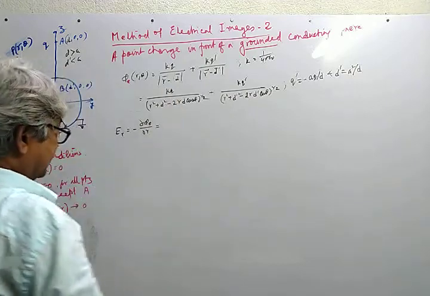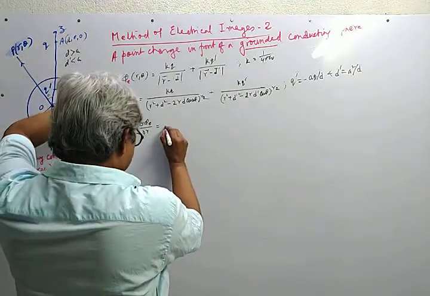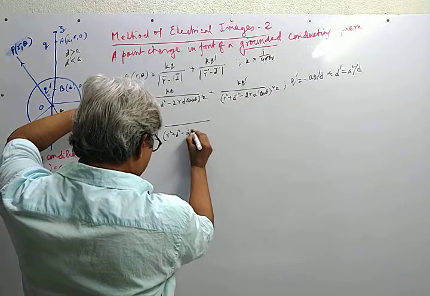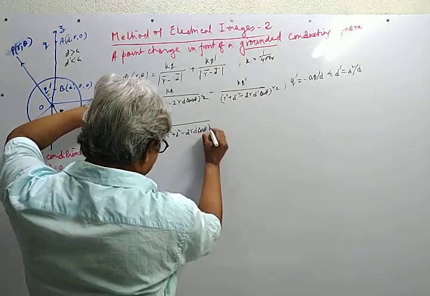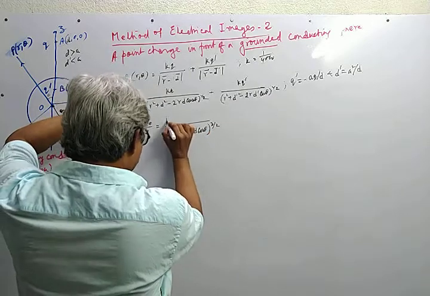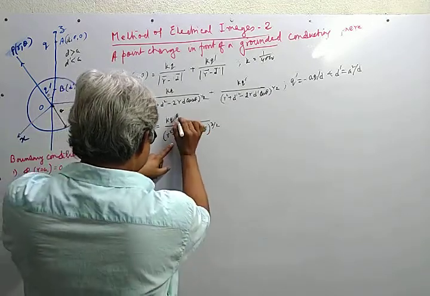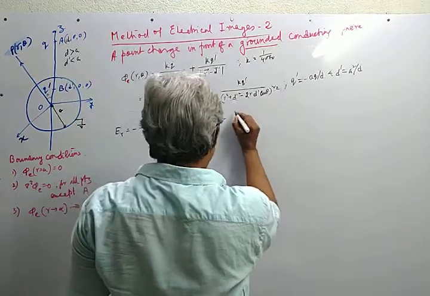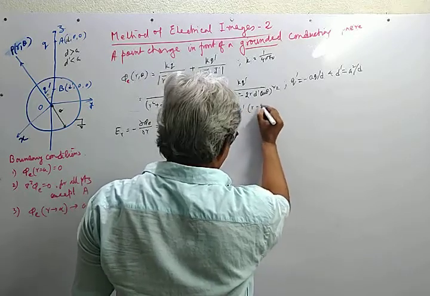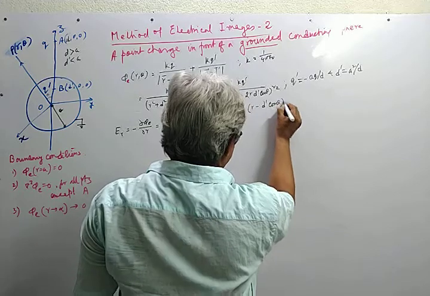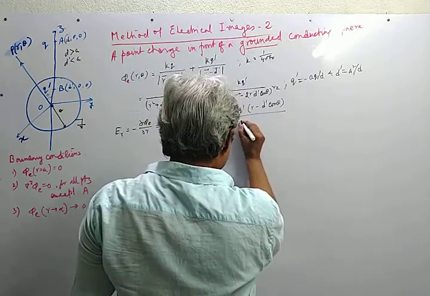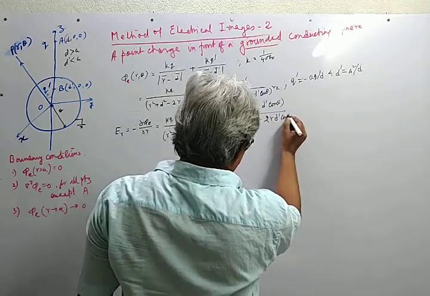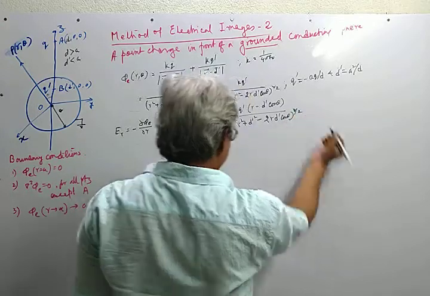If we differentiate this, the denominator will be R square plus D square minus twice RD cos theta to the power 3 by 2, and this part will be KQ (R minus D cos theta) from this part, and from this part it will be KQ prime (R minus D prime cos theta) over R square plus D prime square minus twice R D prime cos theta to the power 3 by 2. This is the radial component, ER.